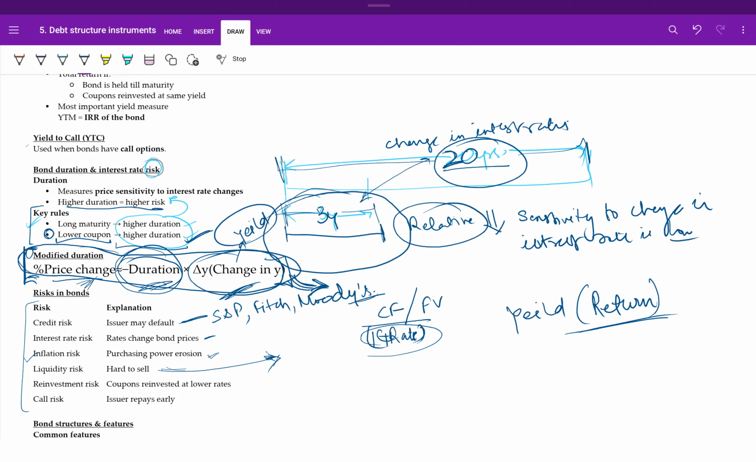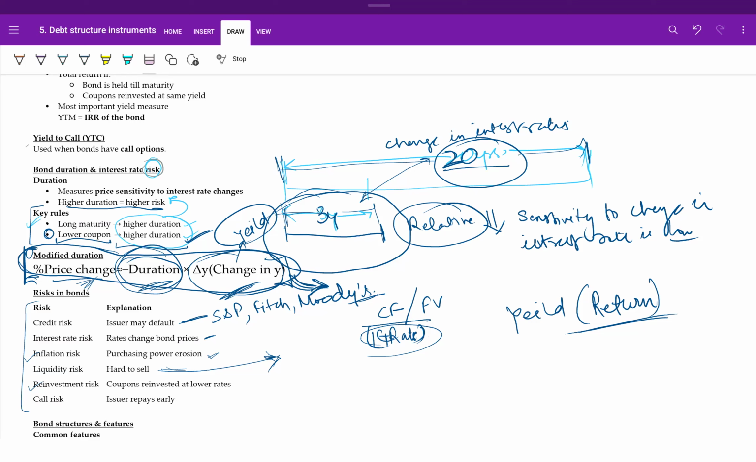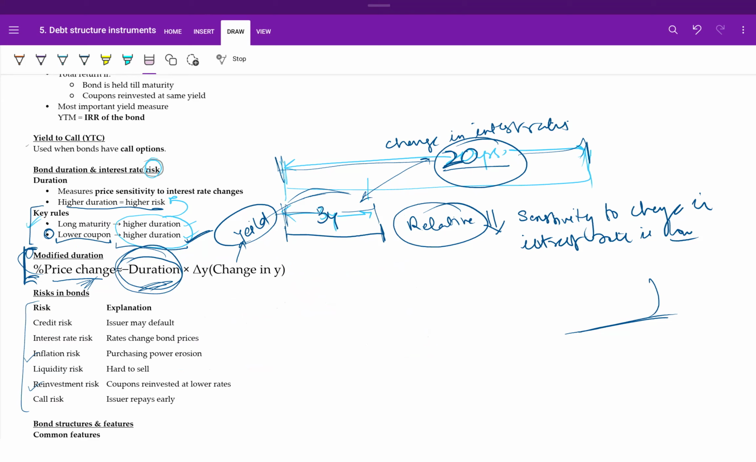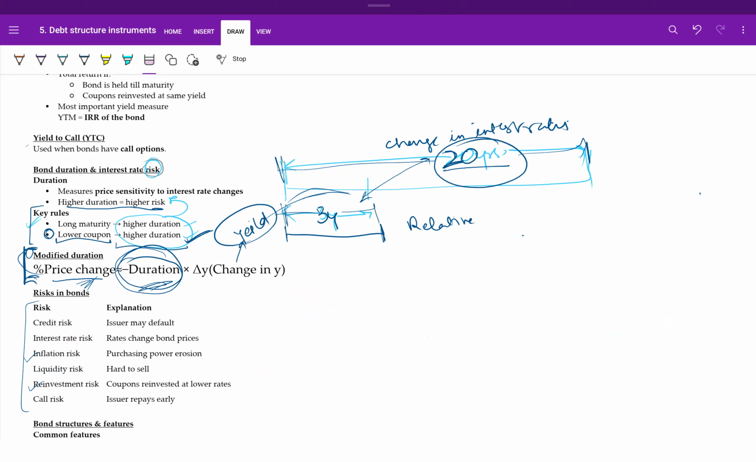Right. After the liquidity risk, there is reinvestment risk. Reinvestment risk means the coupons may be reinvested at lower rates. We have not discussed reinvestment yet, so let's talk about reinvestment risk now. Let me erase this so that I can make a timeline to understand this.